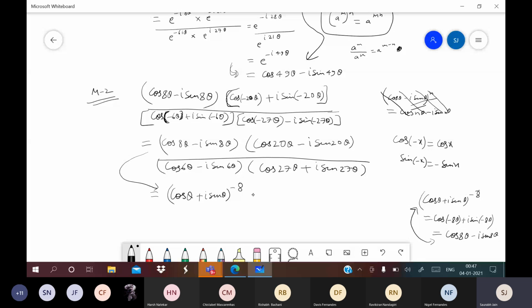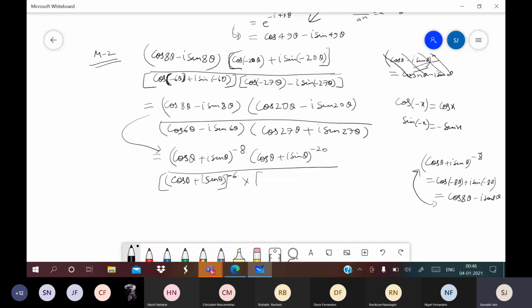So similarly, what about the next term? We can use the similar process. It will be cos theta plus iota sine theta to the power minus 20. I am going to change everything in terms of cos plus iota sine. This will be power minus 6. And what about the last one? This can be written as cos theta plus iota sine theta to the power 27. What do you observe? You have the same kind of terms. You have cos plus iota sine as the base in every term.